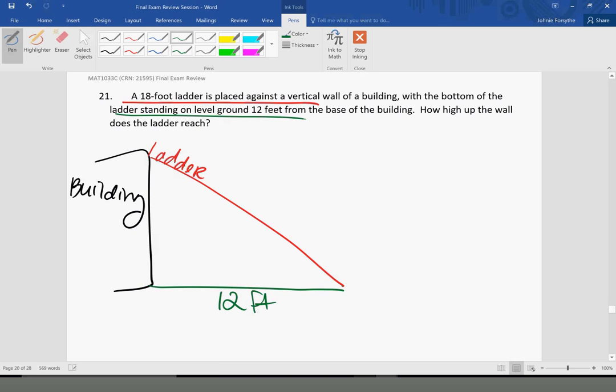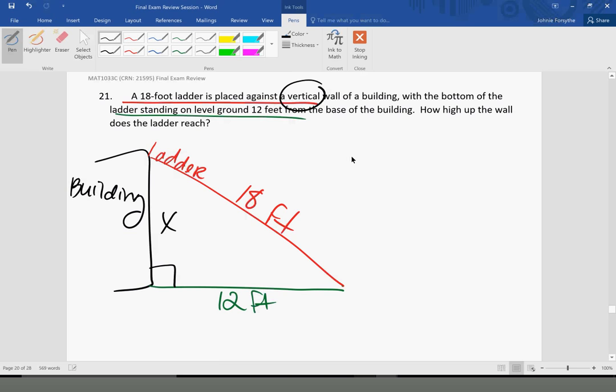How high up the wall does the ladder reach? And the ladder is 18 feet long. This is 18 feet. It's asking how high up the wall does the ladder reach. It's asking for this amount here. So we'll call this x. Now, when you're doing these problems, the assumption is that it's a vertical wall, so it's straight up and down. It's assuming that the ground is level. This is going to be a right angle.